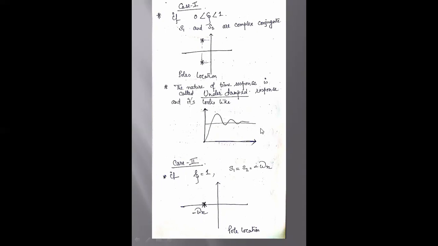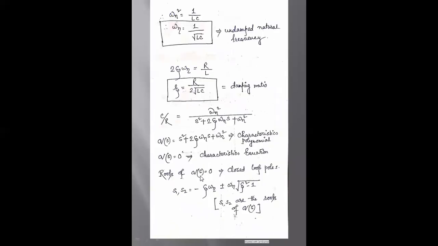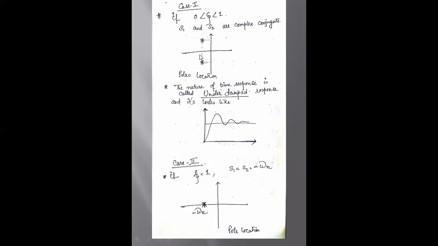So when the value of the damping ratio lies between 0 and 1, s1 and s2 are complex conjugates, which is the pole location, and the nature of the response is called the underdamped response, and it is given by that graph. This is called the underdamped response.